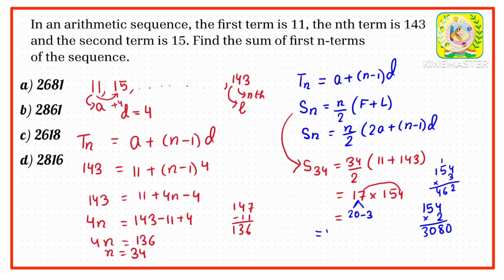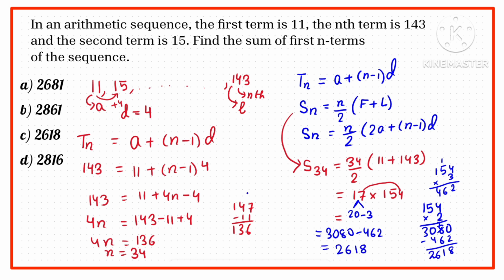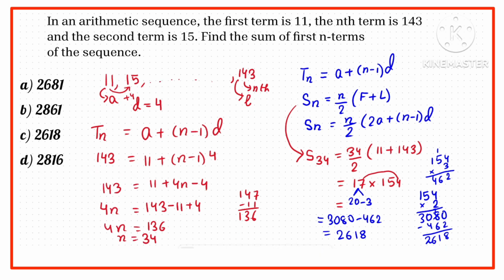So from 3080, if you subtract 462, you will get your final answer. 8, here we have taken 1 carry, so this will become 7. 7 minus 6 is 1. Here we have 30 minus 4, so directly you just write 26. So 2618 is the summation of all terms till the nth term of the series. Now your homework is to verify using this formula whether you are getting the same answer or not.